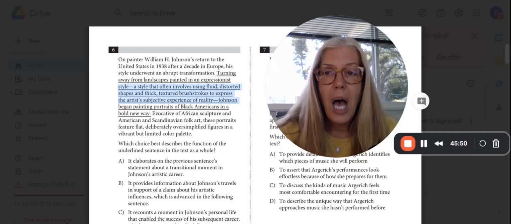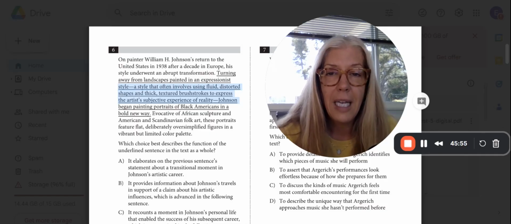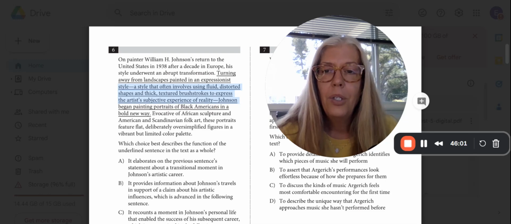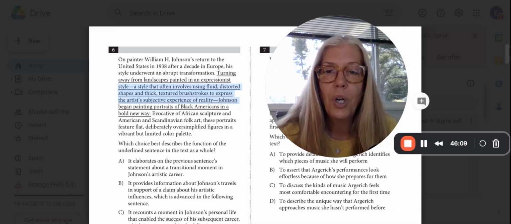Number 6. On painter William H. Johnson's return to the United States in 1938, after a decade in Europe, his style underwent an abrupt transformation. Turning away from landscapes painted in expressionist style, a style that often involves using fluid, distorted shapes and a thick, textured brushstroke to express the artist's subjective experience of reality, Johnson began painting portraits of Black Americans in a bold new way. Evocative of African sculpture and American and Scandinavian folk art, these portraits featured flat, deliberately oversimplified figures in a vibrant but limited color palette.